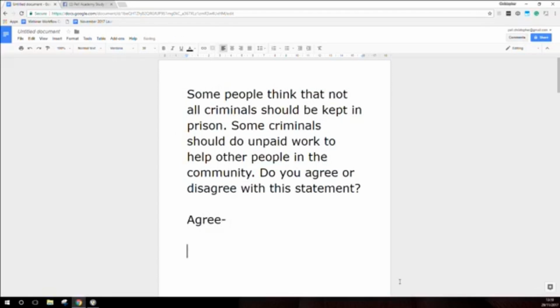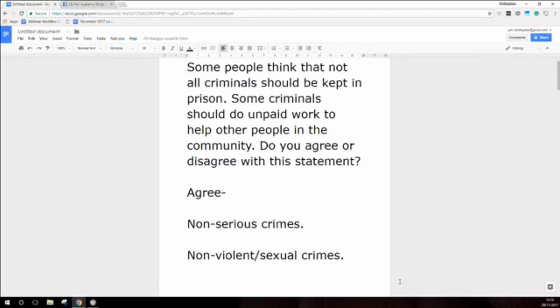Okay, so my first idea would be non-serious crimes, or non-violent or non-sexual crimes. Basically, if the crime isn't very serious, or it's not violent, or it's not sexual, then people don't really need to be locked up, because you don't need to protect the public from them.